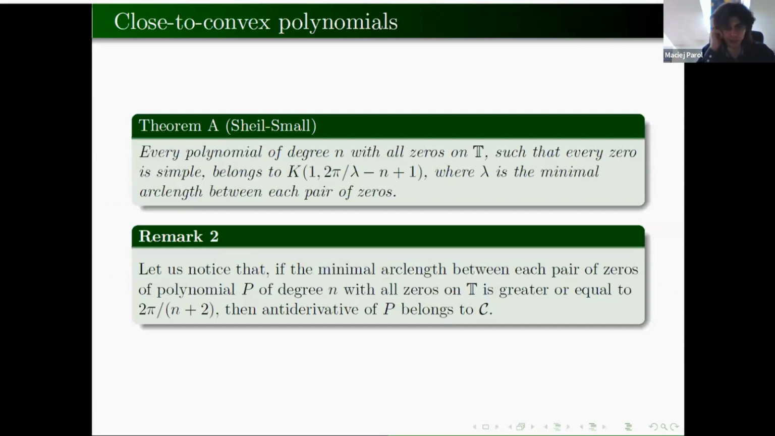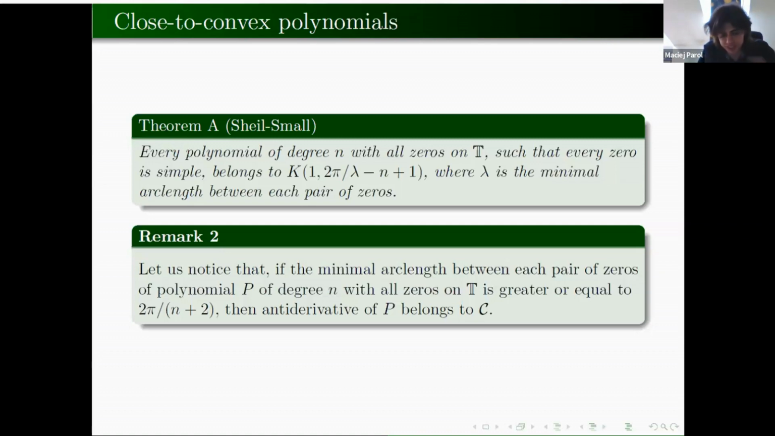Because if two zeros lie too close, then the function loses some properties. So the function has the best properties if all zeros lie symmetrically on the circle.